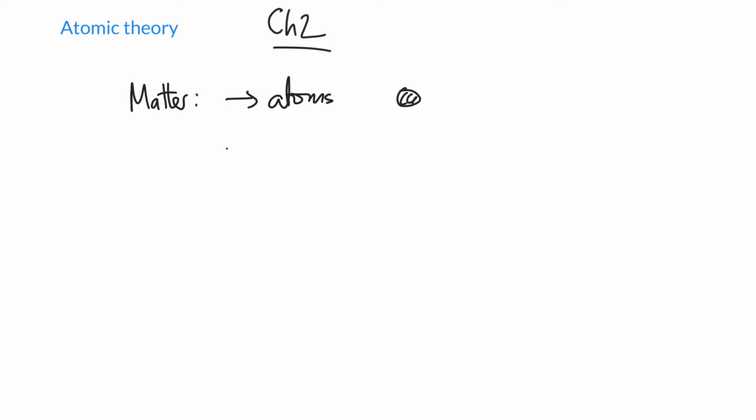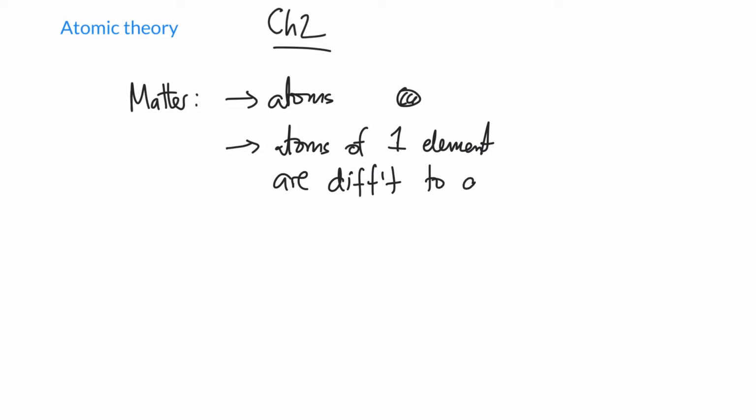And the thing about elements is that atoms of one element are different to atoms of another element. And that seems kind of obvious to us, but it really wasn't obvious a couple of hundred years ago. In fact, this was sort of an amazing discovery that explained a lot of stuff.